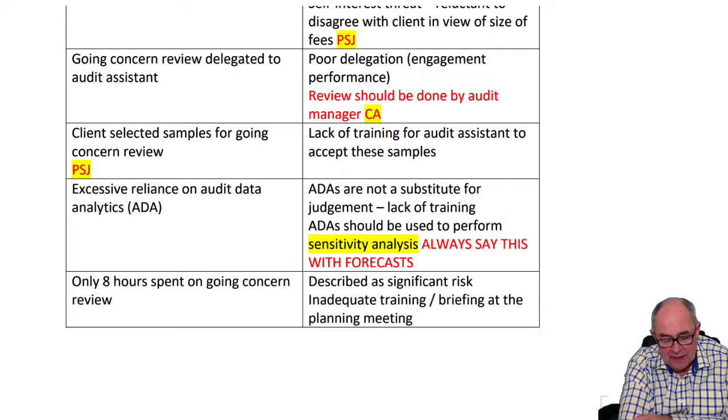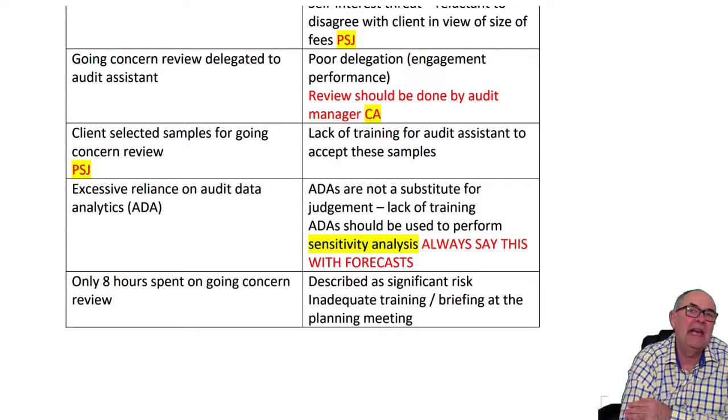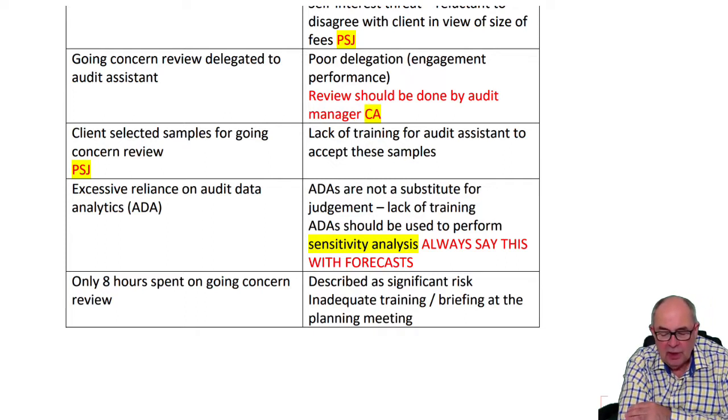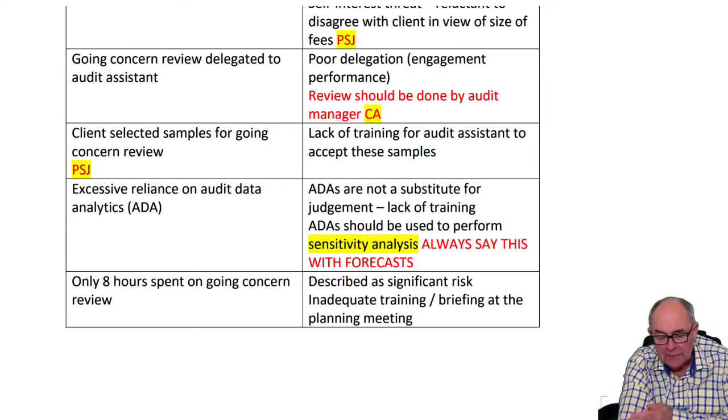After that, the going concern has been delegated to the audit assistant. Poor delegation. And again, as soon as you're making a sensible suggestion for quality control, I think that's helping towards your commercial acumen score, so it should at least have been done by the audit manager.